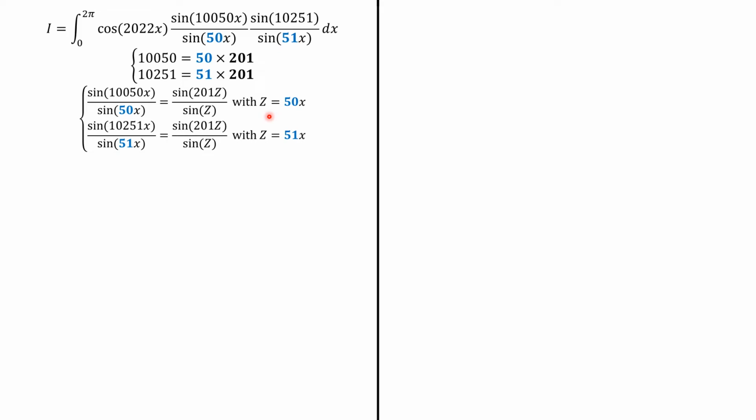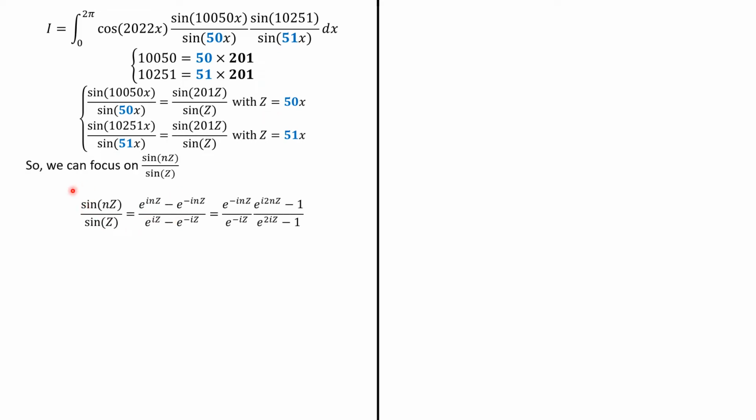So we focus on sin(nz) over sin(z). This ratio is 2i sin(nz) over 2i sin(z), and 2i sin(z) is this difference. We do the same thing for the numerator. Next, we factor out e^{-inz} here, and also e^{-iz}, to have this. So we simplify the first term, and rewrite it a little to recognize the sum of a geometric series.